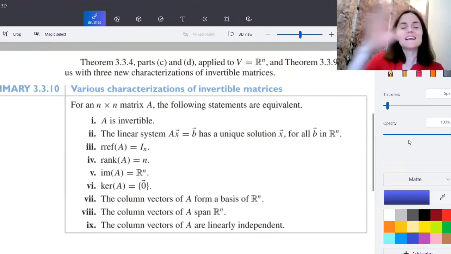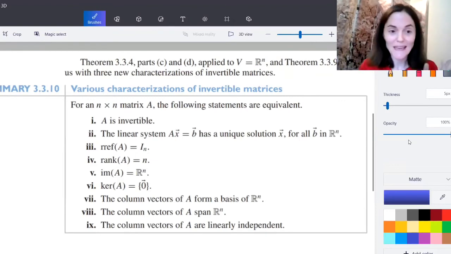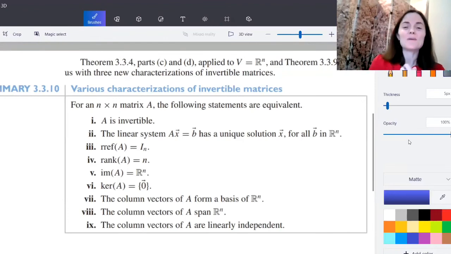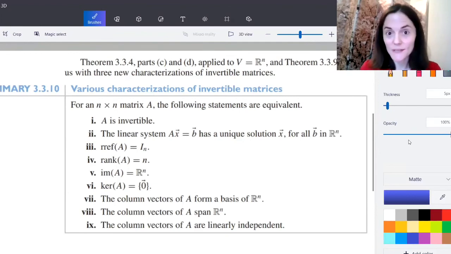So this is called Summary 3.3.10 in the book. It really summarizes a lot we have discussed in this chapter, and I figured it would be a nice way to close out our discussion in chapter 3, is to sort of come back to this theme.